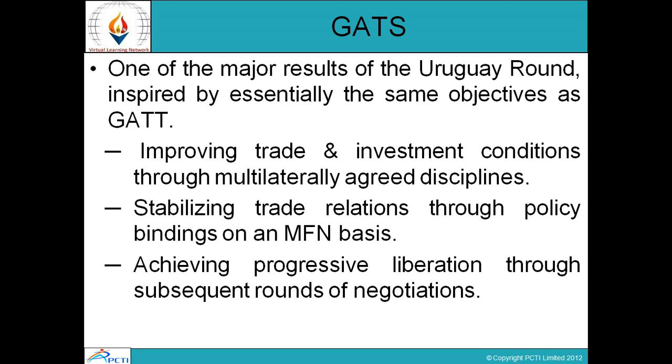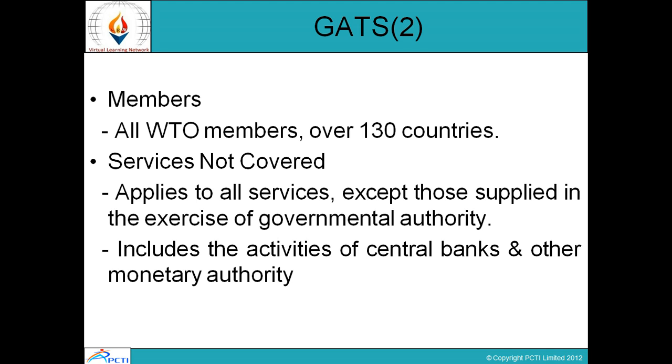One of the major results of the Uruguay Round, inspired by essentially the same objective as GATT, is improving trade and investment conditions through multilateral agreement, stabilizing trade relations through policy binding on an MFN basis, and achieving progressive liberalization through subsequent rounds of negotiations. Who are the members? All WTO members, which includes over 130 countries.